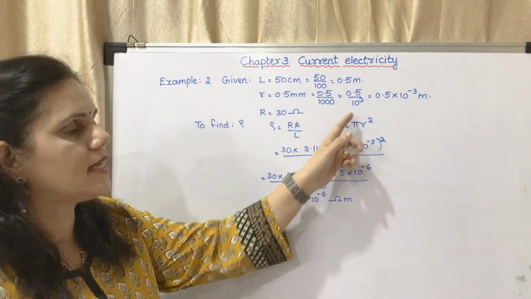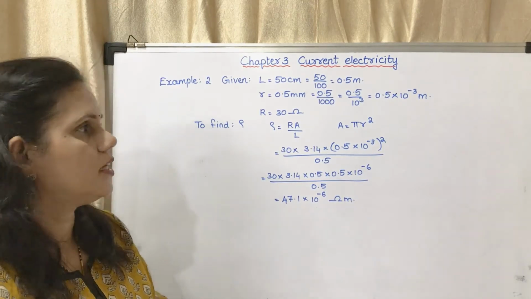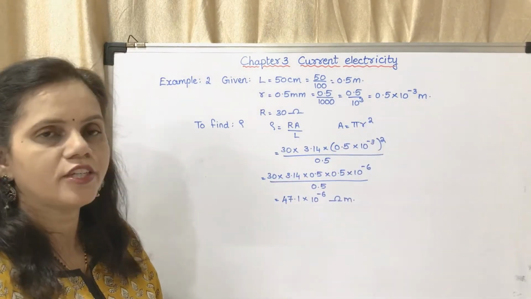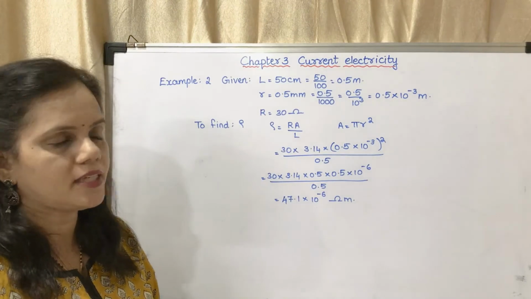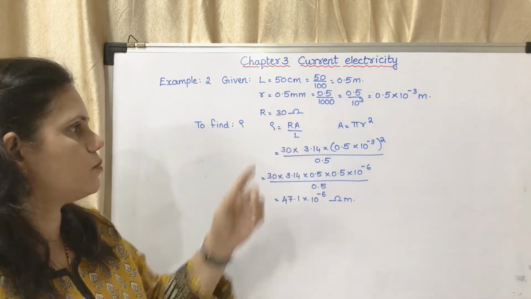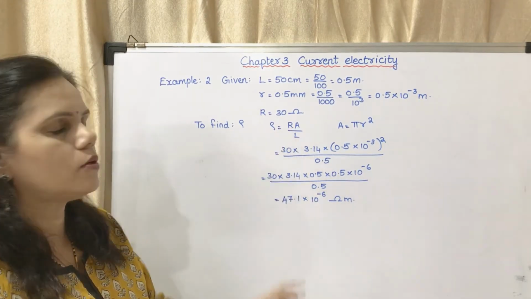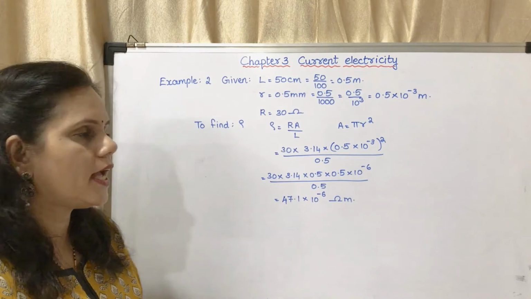1000 is the same as 10 raised to 3. So 0.5 upon 10 raised to 3 is the same as 0.5 into 10 raised to minus 3 meter. R, resistance, they have given as 30 ohms. You have to find out rho. You know the equation, rho is equal to RA upon L.